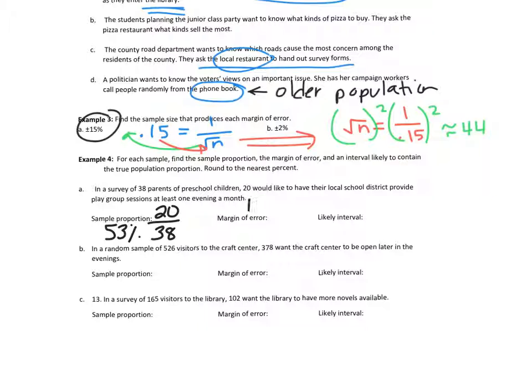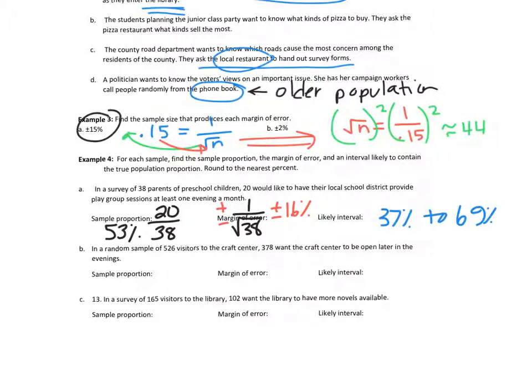The margin of error is going to be plus or minus 1 over the square root of 38. Don't forget to put the plus or minus in. So it's going to be 1 divided by the square root of 38, so it's plus or minus 16%. So the likely interval is going to be 53 minus 16, which is 37%, to 53% plus 16%, which is 69%.